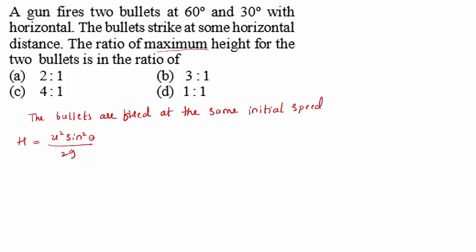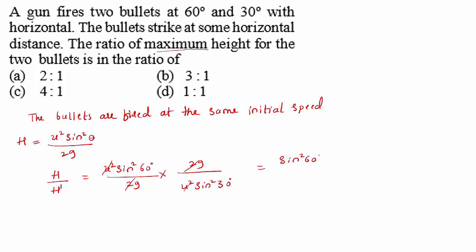There are 2 bullets. Let us take the ratio of maximum heights, h divided by h dash. We have to find the ratio of these two values for the 2 bullets. So u squared sine squared theta, where theta is 60 degrees for the first bullet, divided by 2g, over u squared sine squared theta, where theta is 30 degrees, divided by 2g for the second bullet. 2g will get cancelled, and the initial velocity u squared is the same. So what remains is sine squared 60 degrees divided by sine squared 30 degrees.